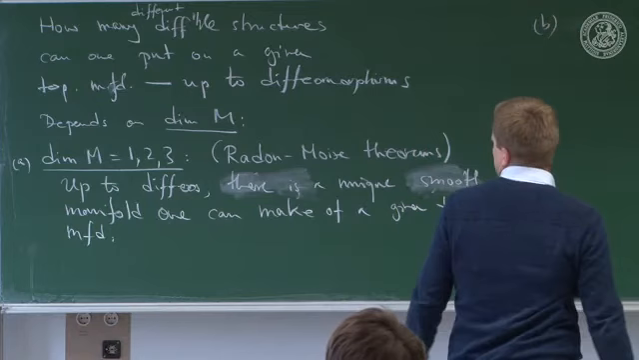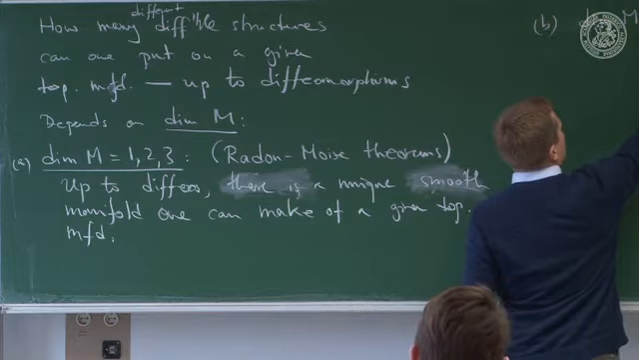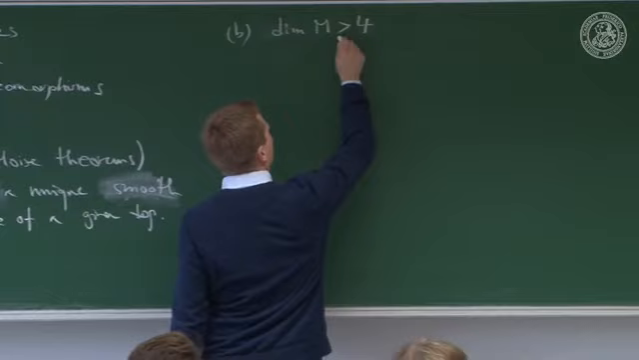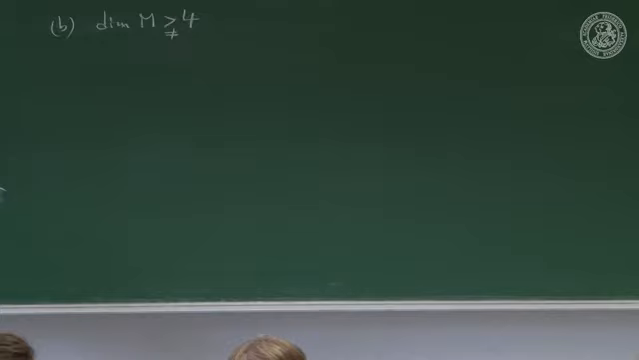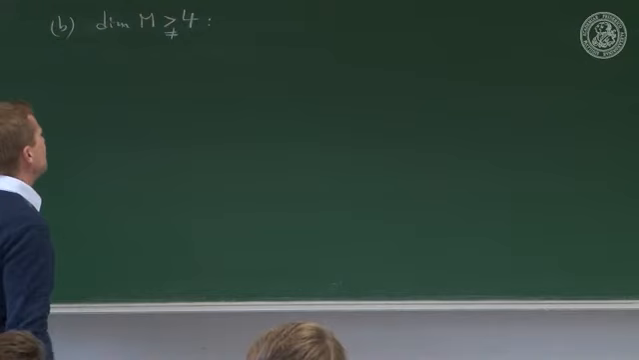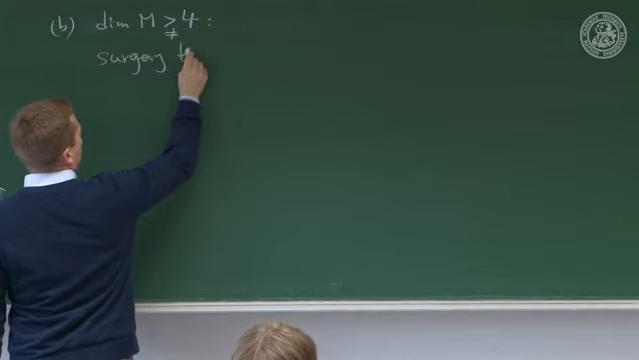Now B is, let's leave out 4 dimensions. Let's take dimension of M greater than 4, but not 4, decidedly not 4. I mean, the symbol says it all, but I emphasize it, decidedly not 4. Then there is a technique, a toolbox that's called surgery theory.